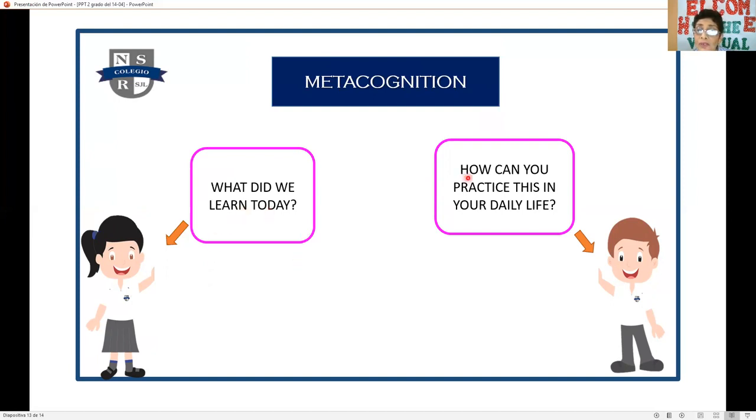And how can you practice this in your daily life? As I always say, you can practice this at home. You can practice this when you return to school. You can practice this with your friends, with a teacher, with questions and answers. You can also participate in conversations, in a dialogue, okay? So these questions that we learned today are very, very important to begin a conversation or a dialogue, okay?